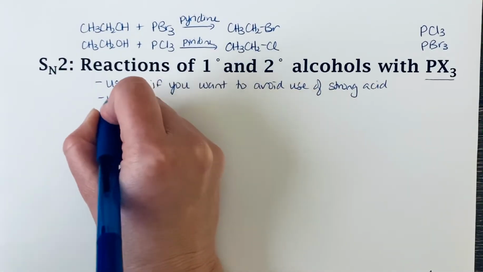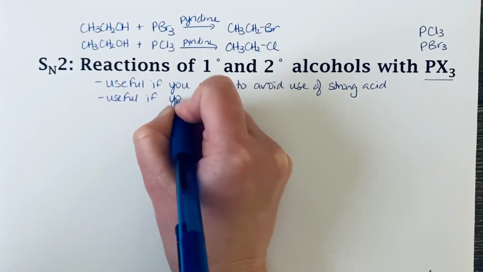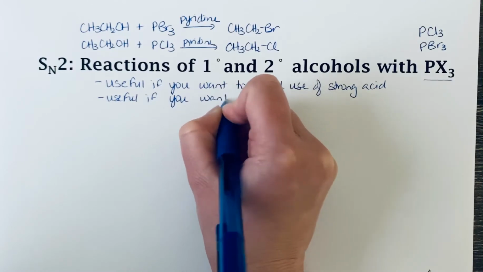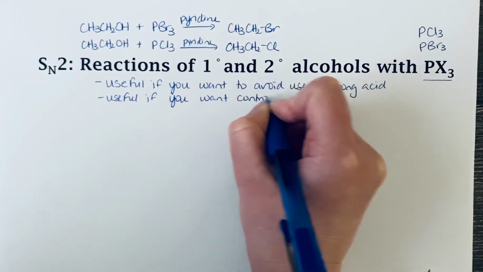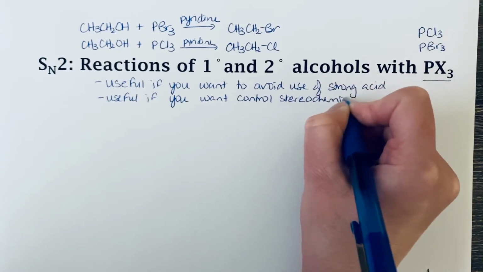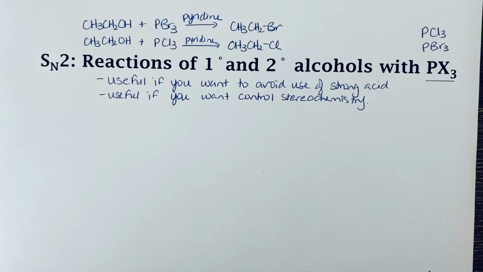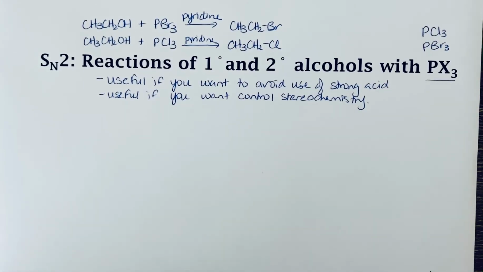And it's also useful if you want more control of the stereochemistry. So especially with secondary alcohols, right? That's when we can have a chiral center. If we treated one of those with HX, you're going to get a carbocation intermediate. Those are SN1 reactions. And when you have a carbocation intermediate, you have absolutely no control of the stereochemistry. But with an SN2 reaction, you do have control of the stereochemistry.